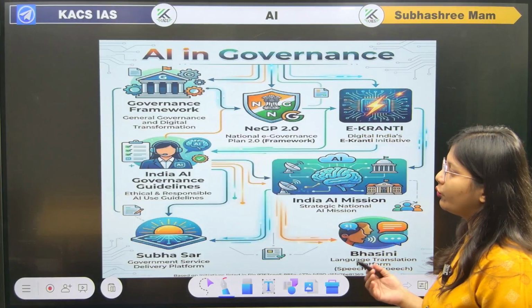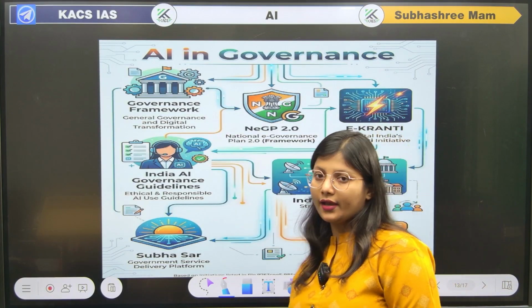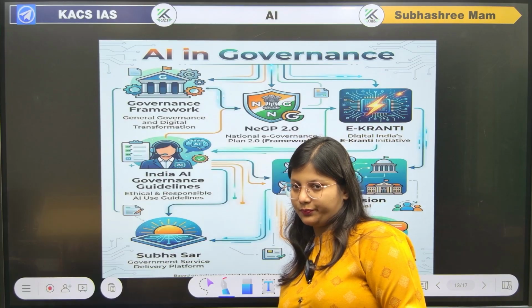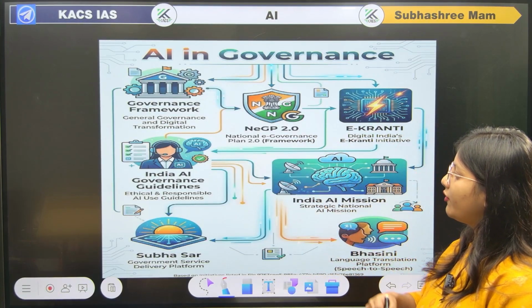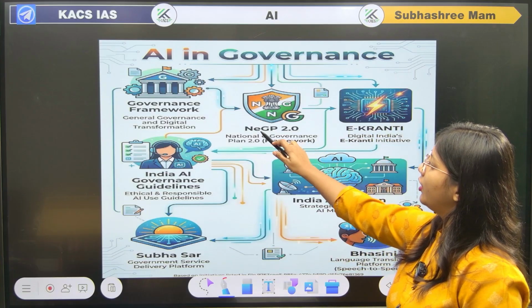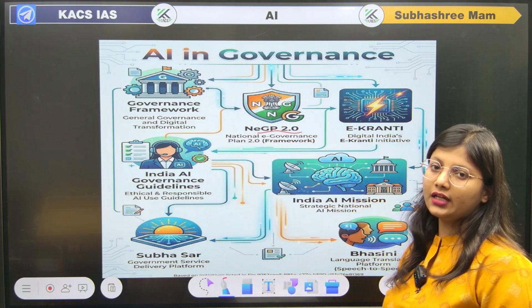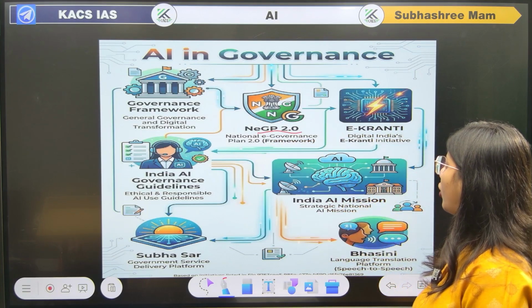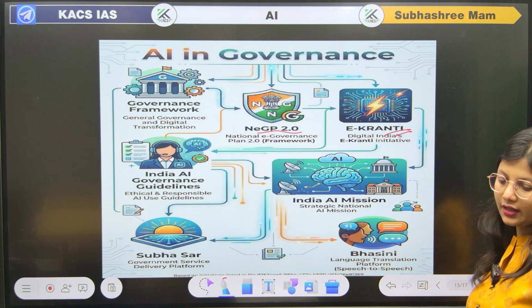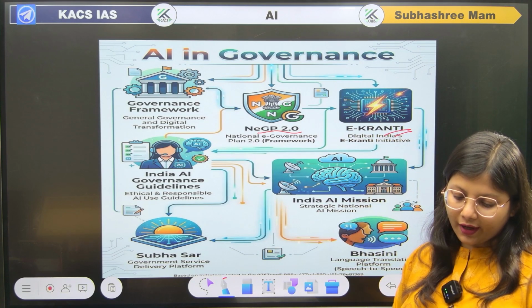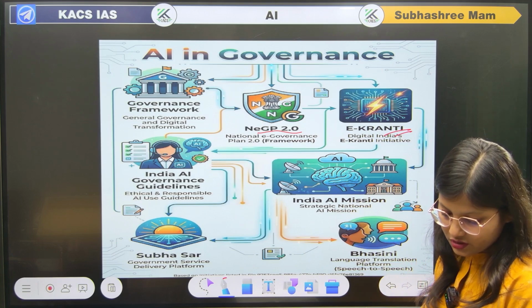Now if we go through AI in governance, how AI has been helping in the governance sector. It has been helping through NeGP, that is National E-Governance Plan 2.0, or the E-Kranti, that is India's E-Kranti initiative, which aims to provide electronic delivery of services to citizens.